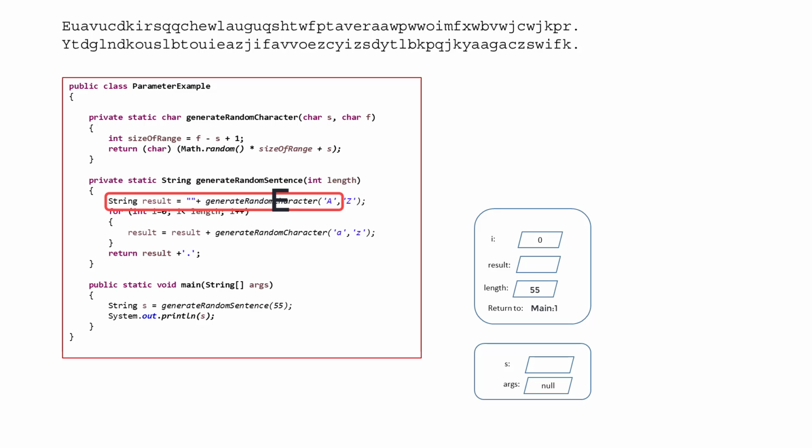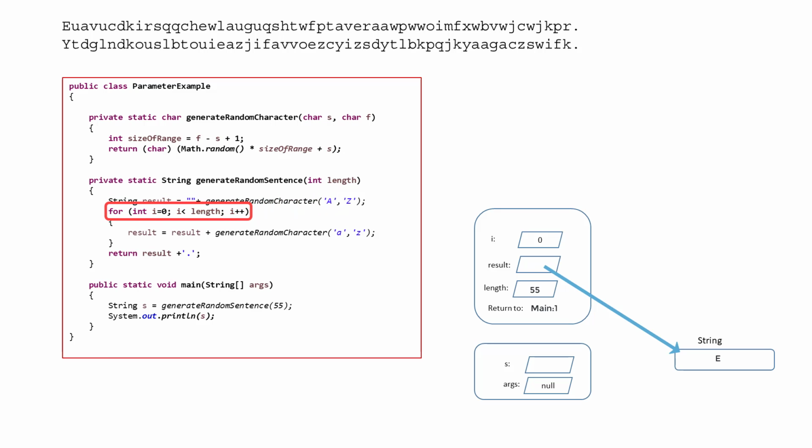So this statement is going to take that capital E that got returned to us and concatenate it with the empty string. That will create a string that has the capital E in it, and it's going to store that in result. So result will be a reference pointing at that string. This loop is going to make the stuff that happens inside of it happen length times, and so since length is 55, it's going to happen 55 times.